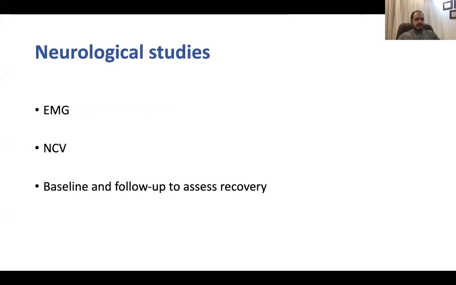Neurological studies are important, such as EMG and nerve conduction study, and again, it's to obtain a baseline and for follow-up to assess recovery.